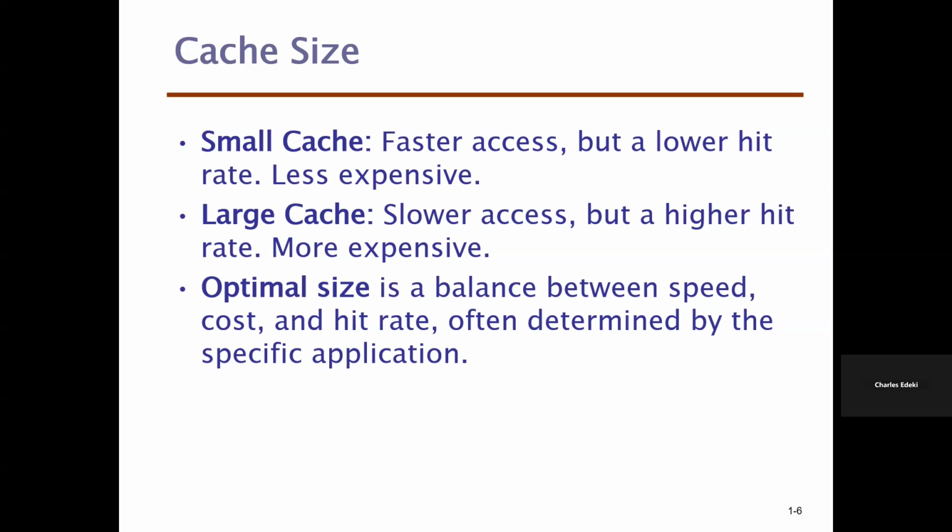So we may have a small cache, and also we may have a large cache. Now the optimal size, as we said, is a balance between speed, cost, and hit rate, which is often determined by specific applications.